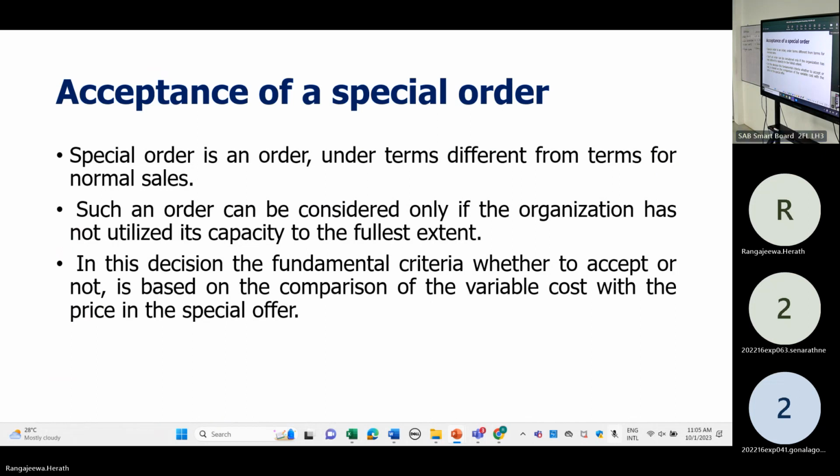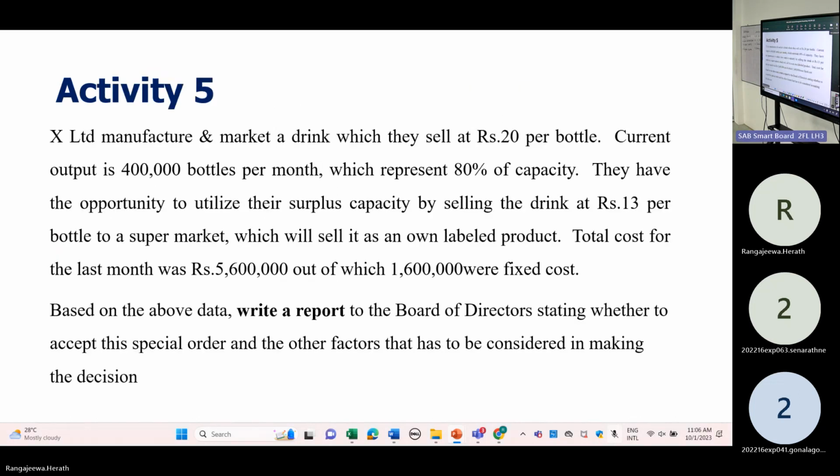Then you compare the variable cost. But in that case, you have to take into consideration the opportunity cost. Right? There may be loss of contribution of existing product. We had earlier some activity, right? So if that loss of contribution is there, that should be taken into consideration. Right? Here we have an activity.